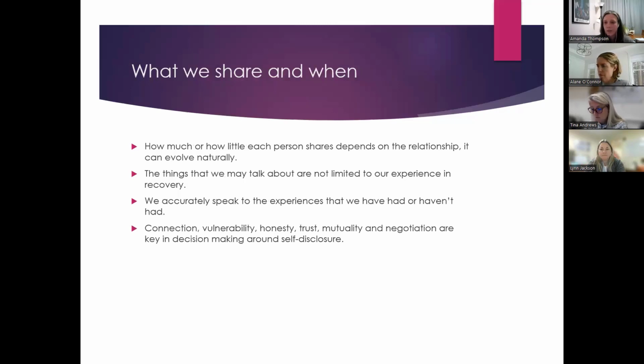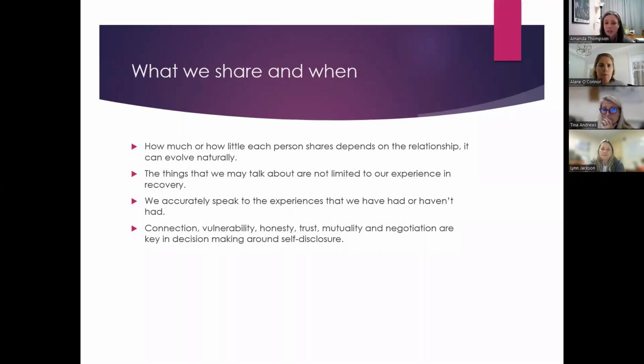So right off the bat, we're going to talk about self-disclosure in these relationships. The question really is what do we share and when do we share it? How are we making these decisions? How much or how little each person shares in that relationship really depends on the connection, and that evolves naturally. Some people come to these relationships ready to have really in-depth conversations about what their experience has been. Other people, it takes a little bit of warming up and getting to know each other before the levels of self-disclosure for both people are feeling comfortable.